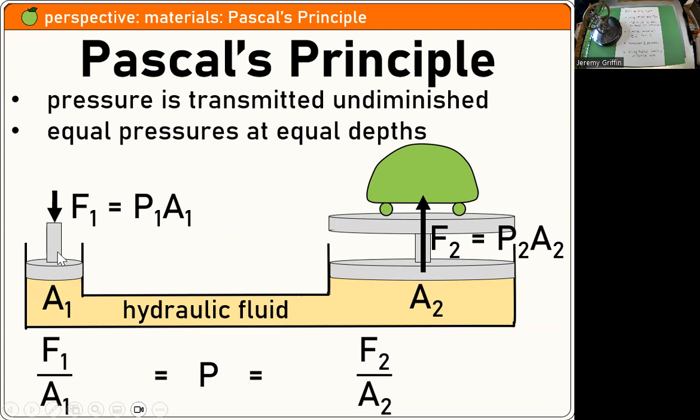So a small input force on a small piston can provide a very large output force on a very large piston. You can lift something very heavy like a car, right? A hydraulic press works on the same principle. Okay.